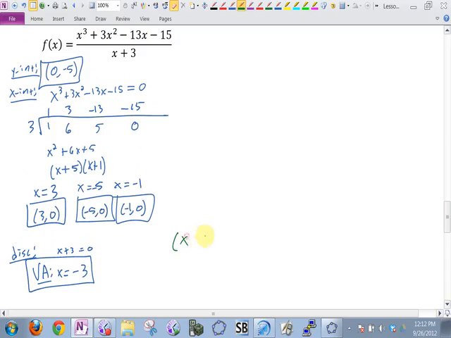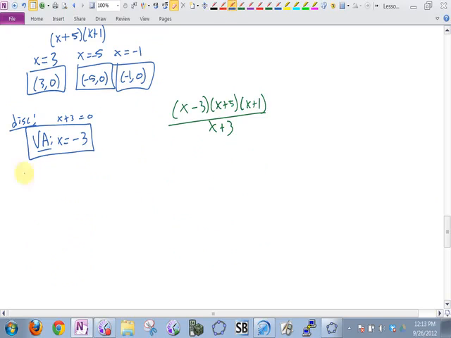Yes. The top factors down to x minus 3 times x plus 5 times x plus 1, correct? The bottom is x plus 3. So let's analyze the limit as I approach negative 3 from the left of this function. Well, let's go factor by factor. So I'm a number slightly to the left of negative 3. The first factor, x minus 3, will be negative. X plus 5 will be positive. A number close to negative 3 plus 1 will be negative.